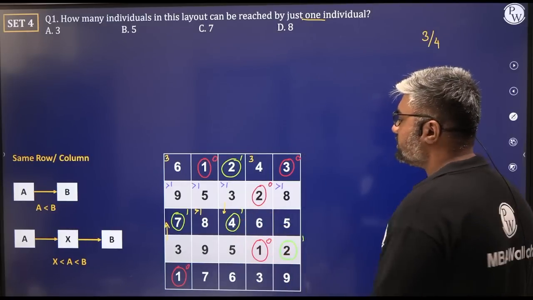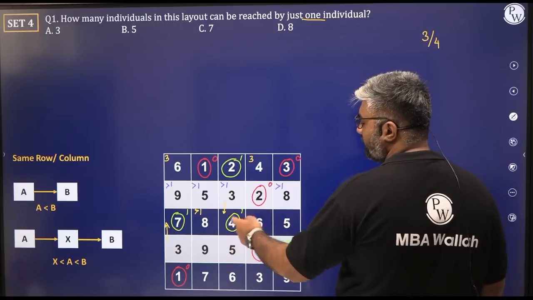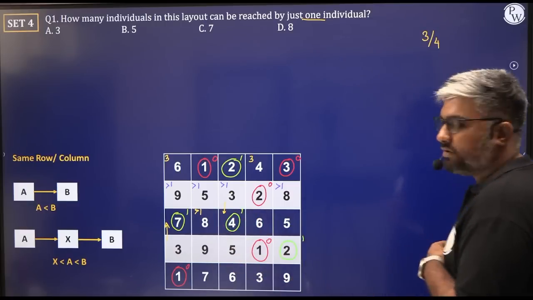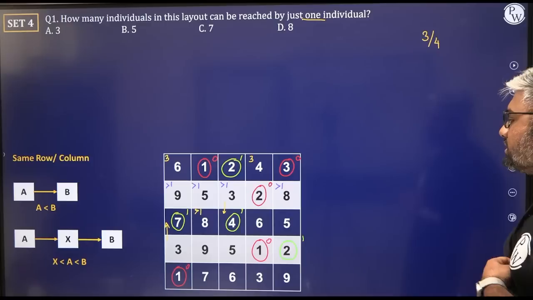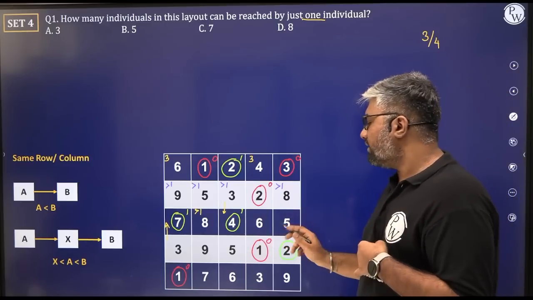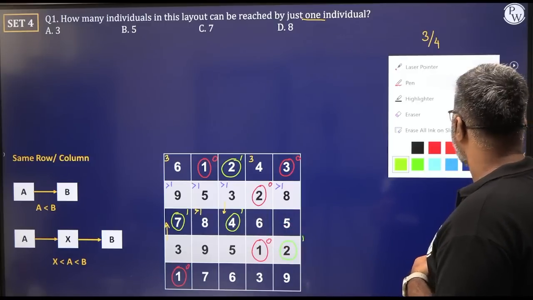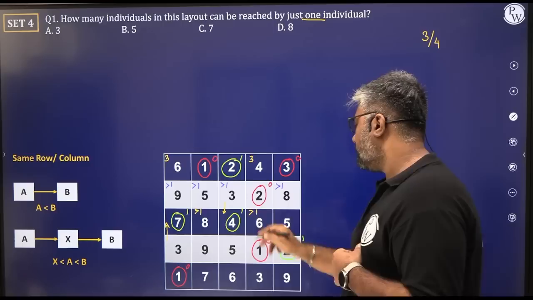Yes, 4 is reachable only from 3, not from 5, not from 6, not from 8, not from anywhere else. Yes. What about 6 though? With 6 we have 4 and 5. Don't even have to think about it. Greater than 1. Khatam karo.